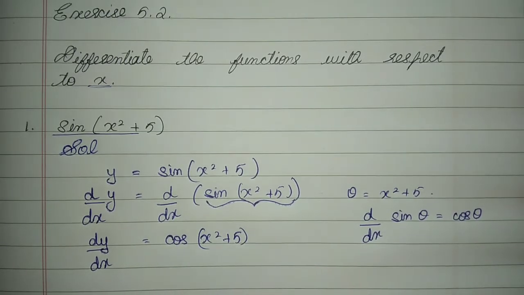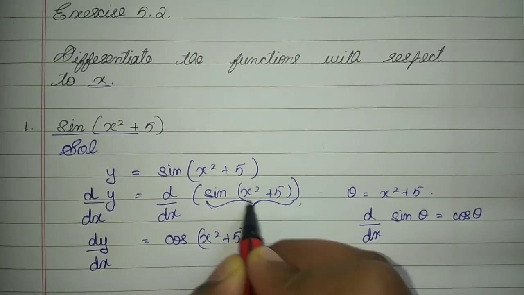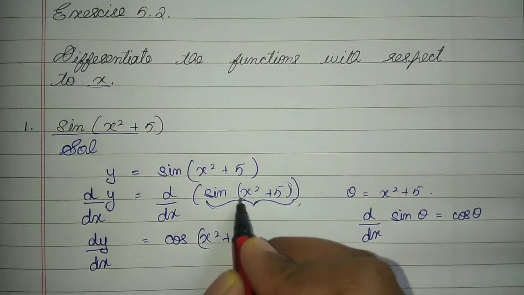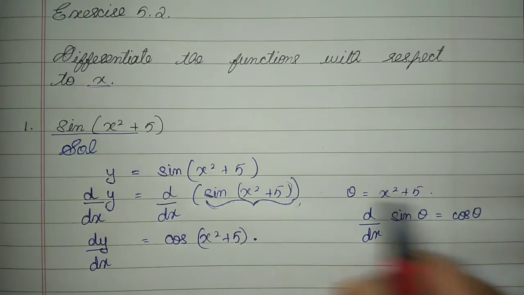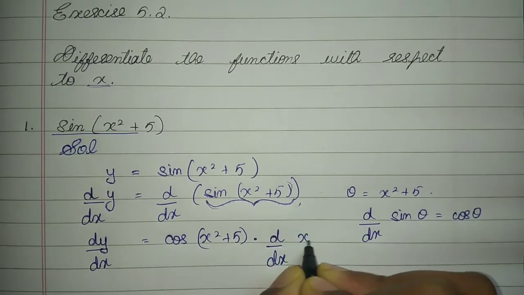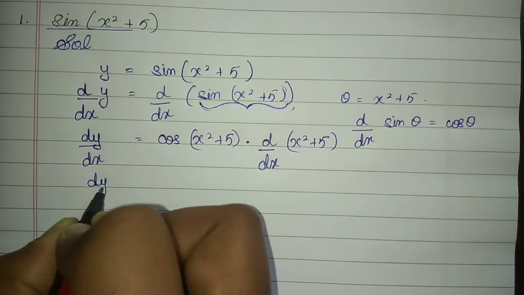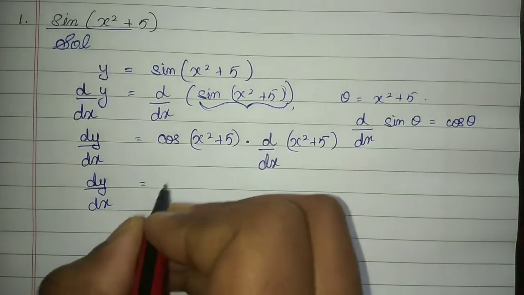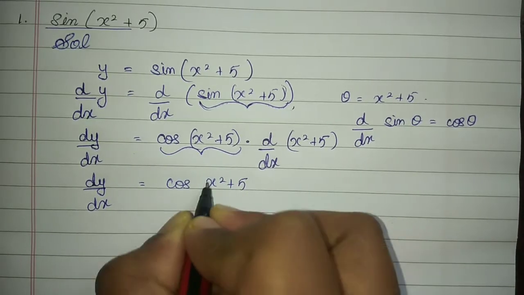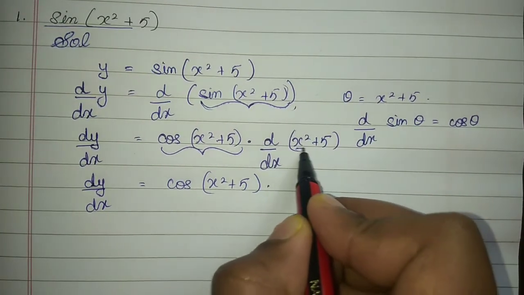You should not stop till here. For sine it is over, but for theta, we have some variable here, that is x square. So we have to differentiate that. We will be taking d by dx of x square plus 5. So write dy by dx is equal to cos of x square plus 5 as it is, into d by dx of x power n. This is of the form like that only.